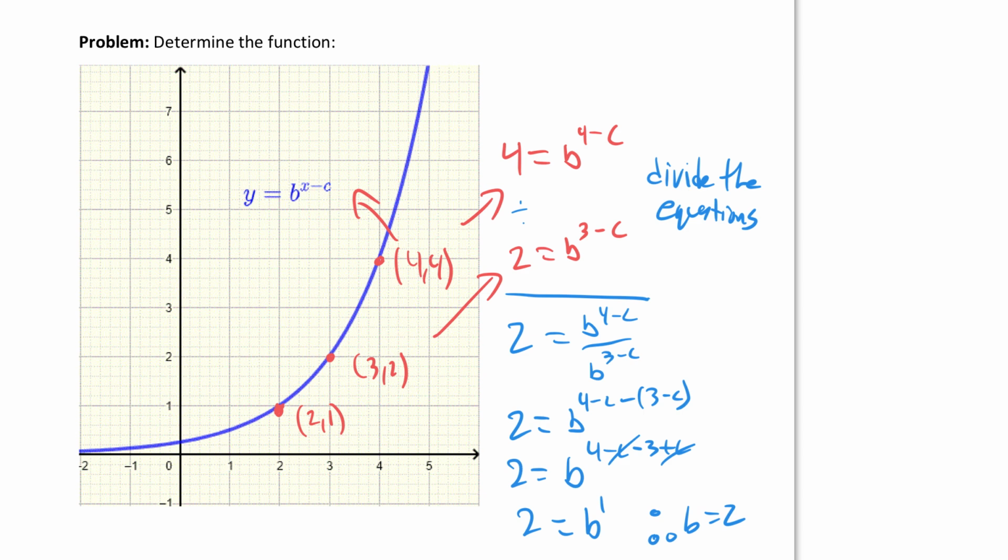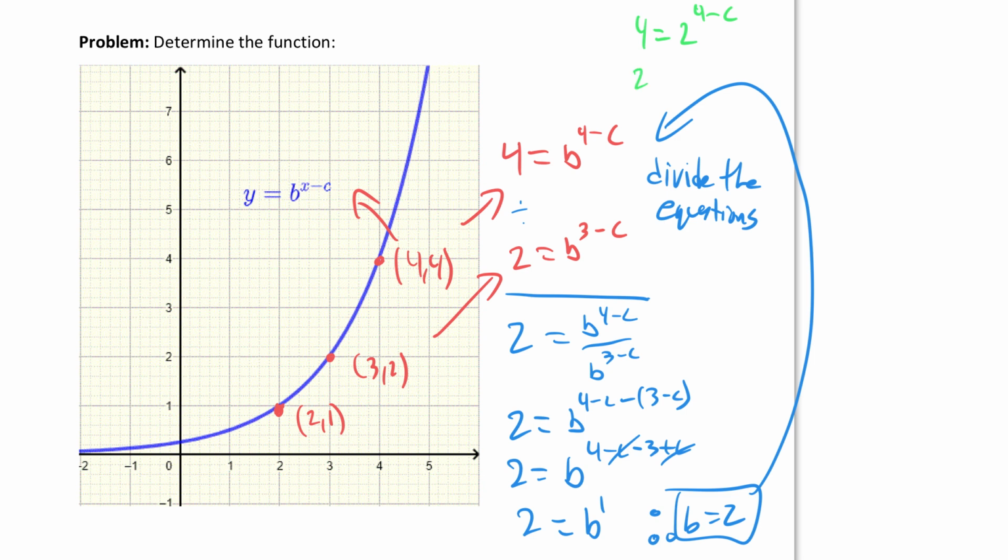Now that we know the missing b value, we can take this and plug it into any equation we want. And we'll go ahead and get 4 equals 2 to the 4 minus c. And we can solve this like a regular exponential. So 2 to the 2 equals 2 to the 4 minus c. We drop the base and we get 2 equals 4 minus c. So c equals 4 minus 2. So c is equal to 2. So therefore our equation is y equals 2 to the x minus 2.